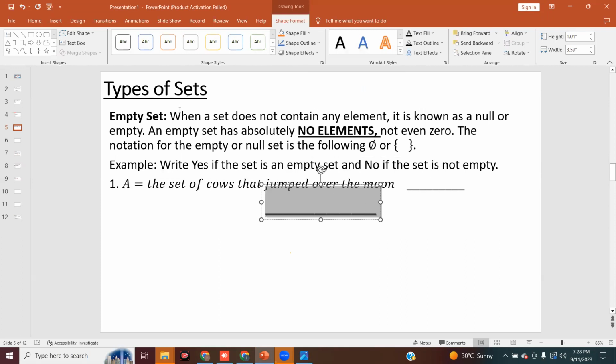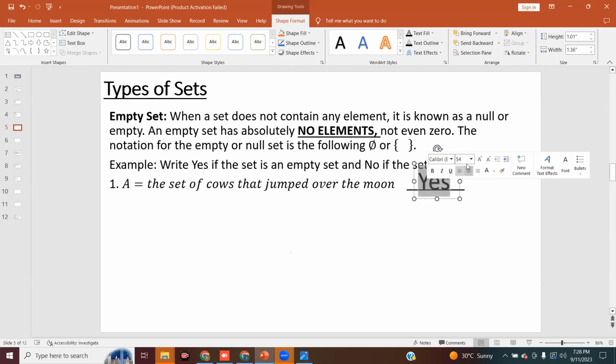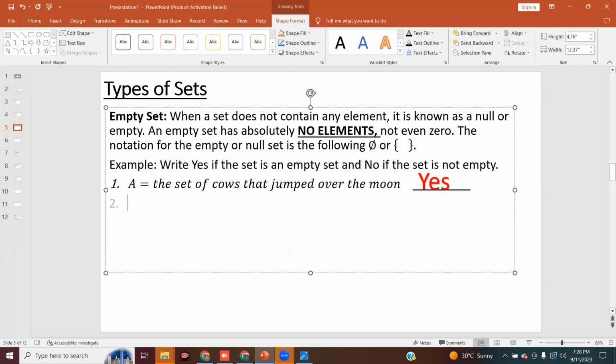All right, so this is yes, it's empty. The set is an empty set. How do we get empty, Mr. Petit? It's empty because it says the set of cows that jump over the moon. There are no cows that jump over the moon, so it's empty.